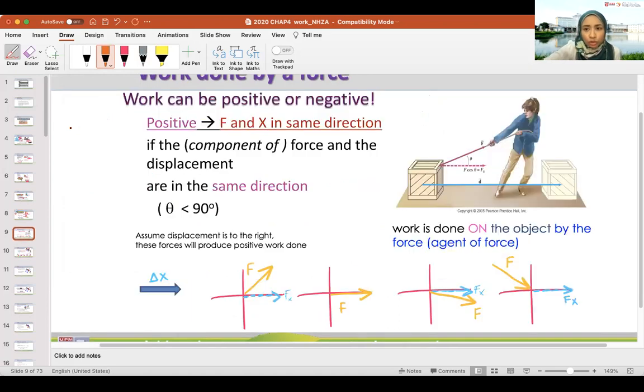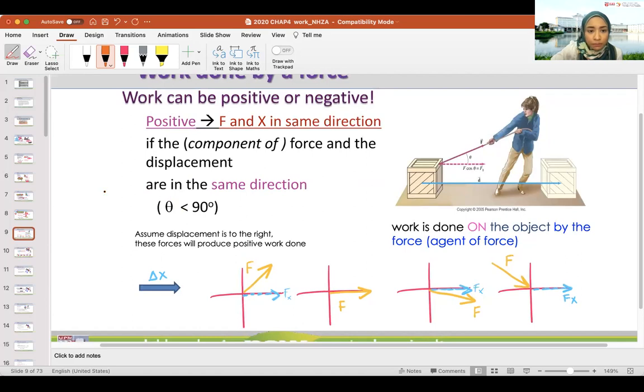Okay, so these are a few examples. Work can be positive or negative. I told you just now, work is a scalar quantity. So how does it have a positive or a negative value? A positive value simply means that the F and displacement are in the same direction. That's all. It's not a vector. It's just telling us that the force and the displacement are in the same direction. It's an indicator. And if it's a negative work done, we know that force is not in the same direction as displacement. So it serves as an indicator for us.